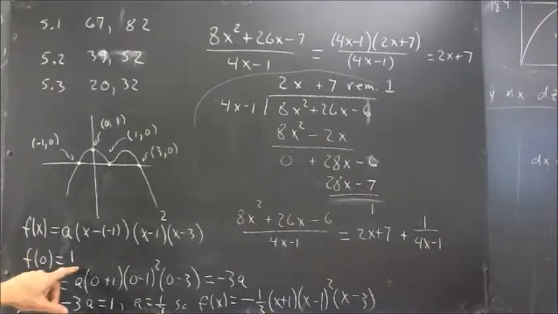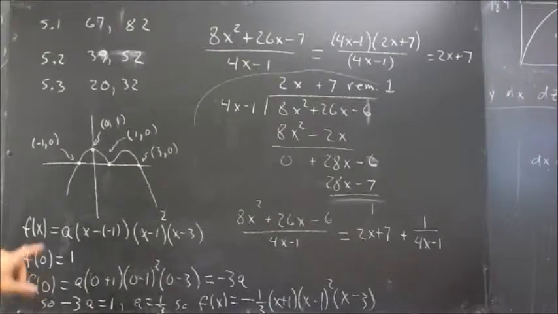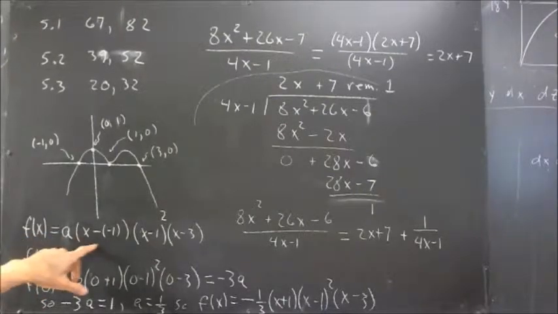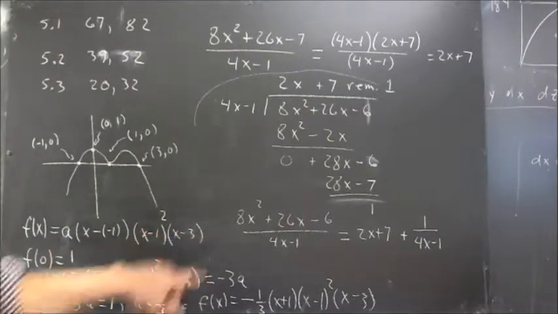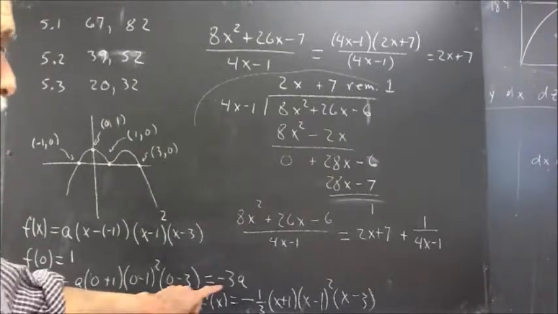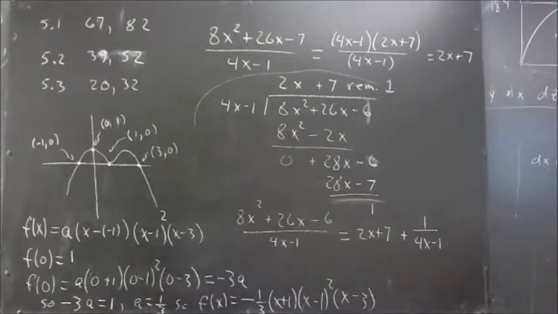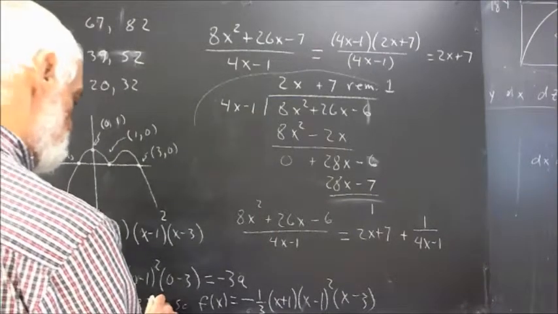Okay, well, if f of 0 equals 1, and if f of x is a multiple of these three factors, then f of 0 is that factor a multiplied by, of course, 0 plus 1, 0 minus 1, 0 minus 3, and that gives you negative 3a. Now, if f of 0 equals 1 and f of 0 equals negative 3a, then negative 3a equals 1. A equals negative 1/3.